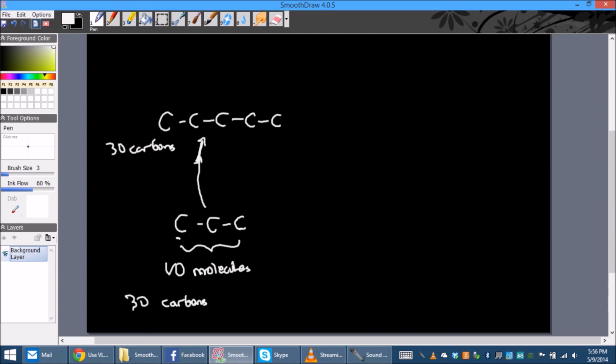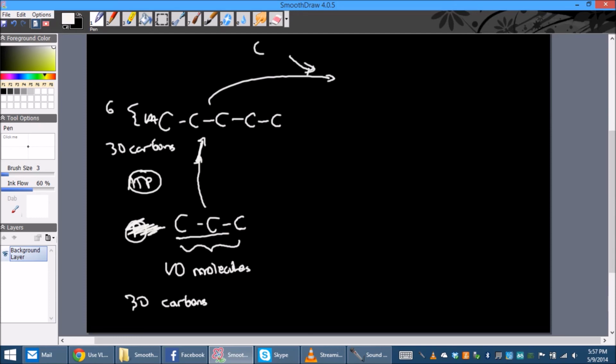And these are converted by using energy from ATP. So this is actually not just 3 carbons. There's a few phosphate groups attached. This is just a 3 carbon molecule, and then you add a phosphate group from ATP. So ATP provides the energy for these 10 3-carbon molecules to become 6 5-carbon molecules.